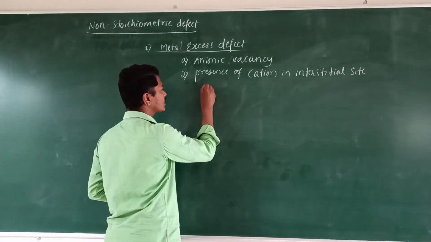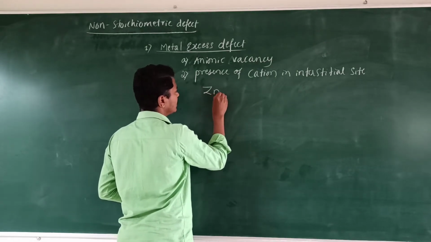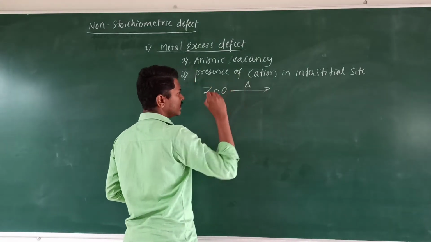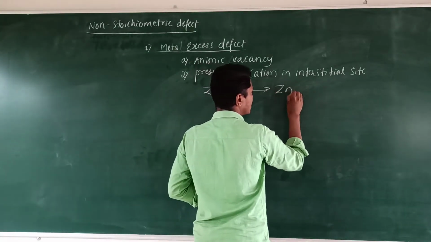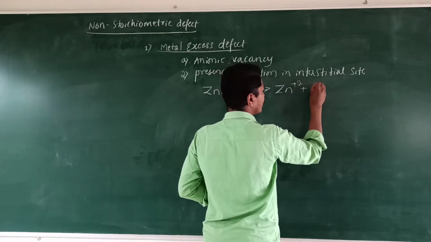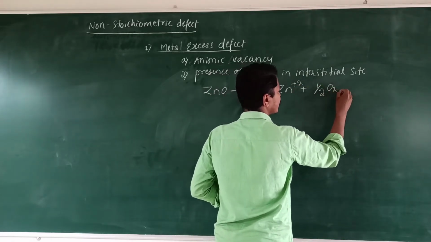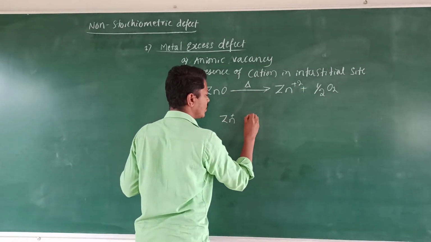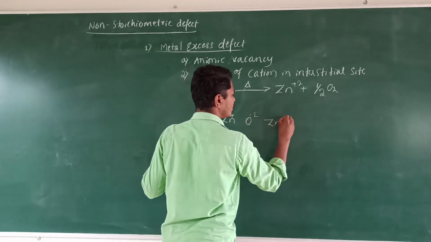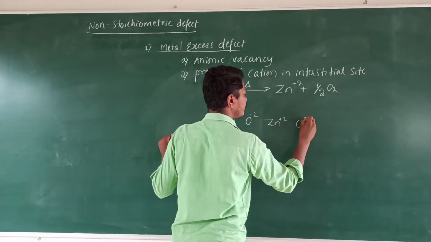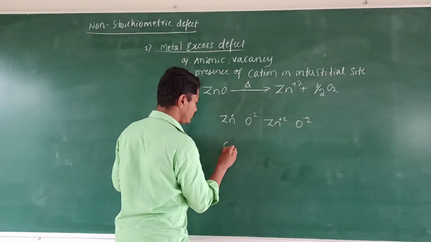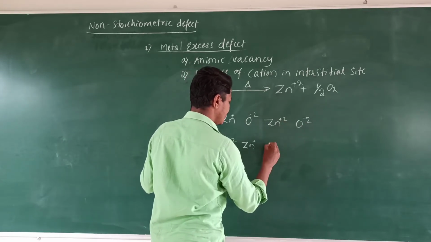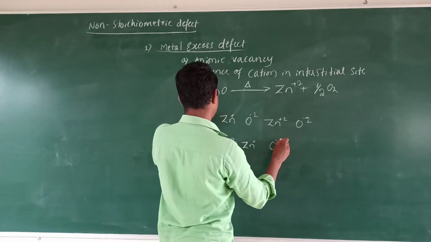Take an example of zinc oxide. What happens upon heating? Upon heating, the crystal, with zinc plus 2 and oxygen O2 minus arranged alternately before heating, releases oxygen: ZnO gives zinc plus 2 and half O2.